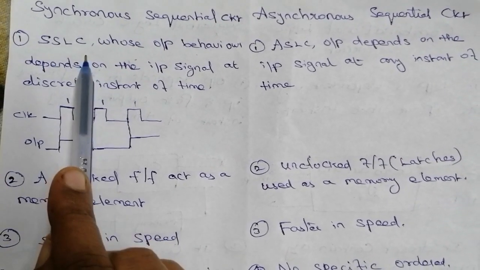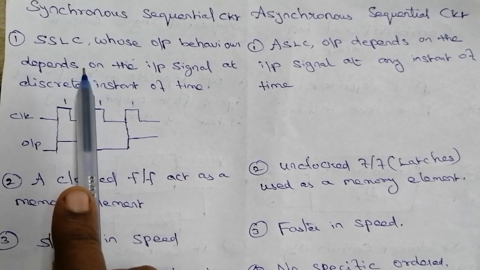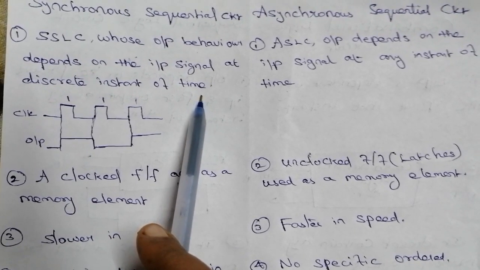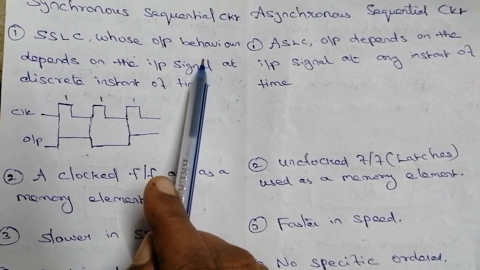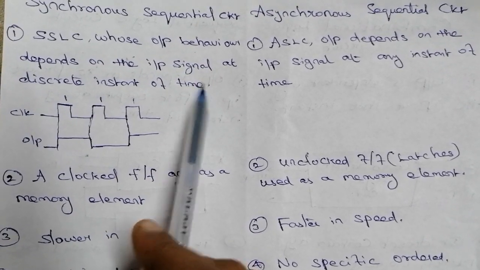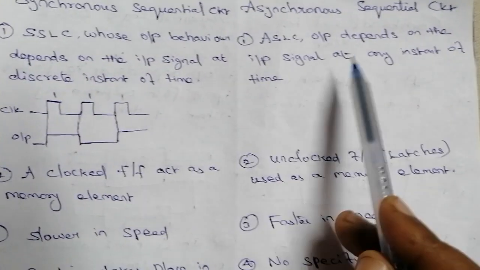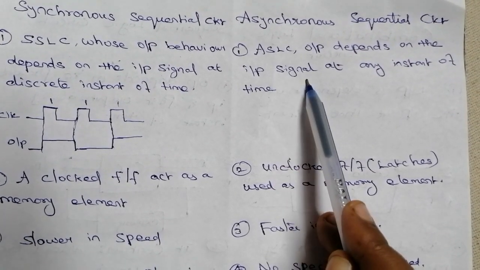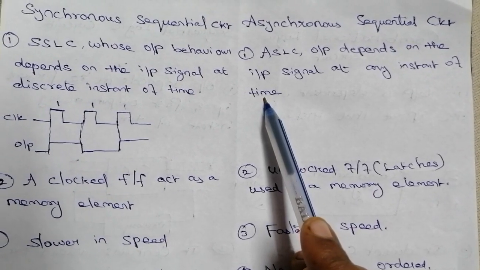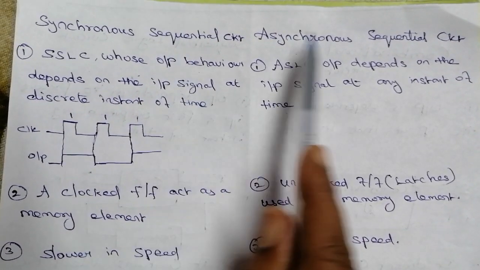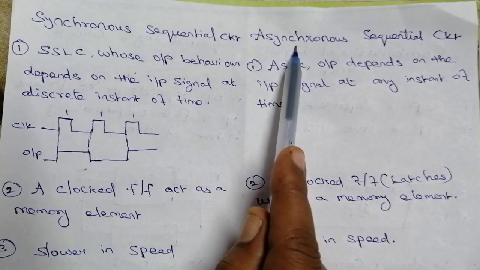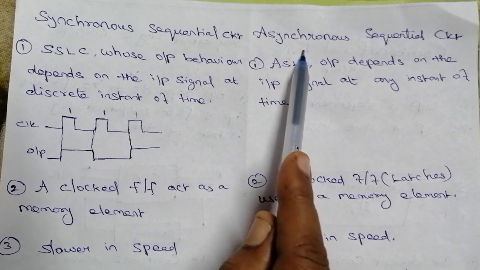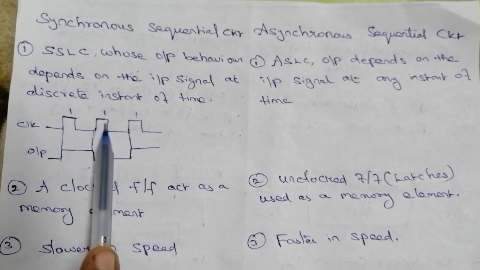The synchronous sequential circuit is one whose output behavior depends on the input signal at discrete instants of time, right? Whereas in an asynchronous sequential logic circuit, the output depends upon the input signal at any instant of time. Sequential circuits are classified into synchronous and asynchronous based on the timing signal, and here the timing signal is nothing but our clock signal. Let's take this as our clock signal.